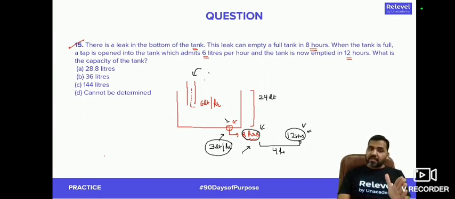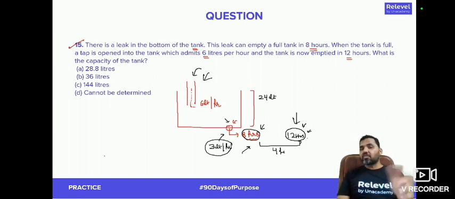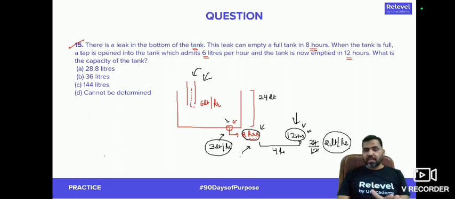But when this tap is open, this tap is also admitting water inside the tank. Then the tank is taking 12 hours to get empty. That means a 24 liter tank is getting emptied in 12 hours. That means only 2 liters of water is flowing outside of the tank. See that? This leak has a capacity of taking 3 liters of water outside the tank, but the net effect that is coming is 2 liters per hour. So now that means if instead of 3 liters only 2 liters is going, through this tap 1 liter per hour of water is coming.